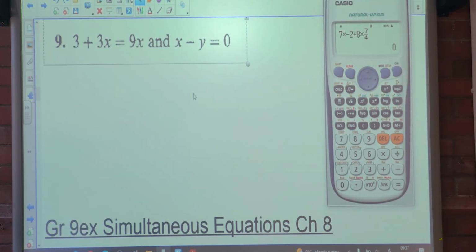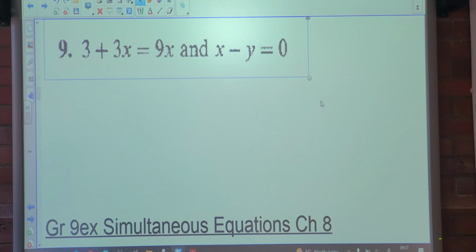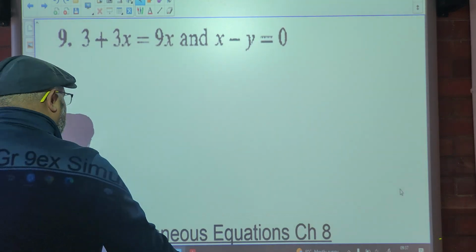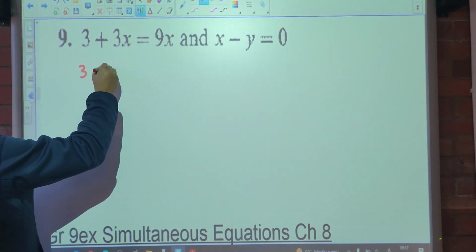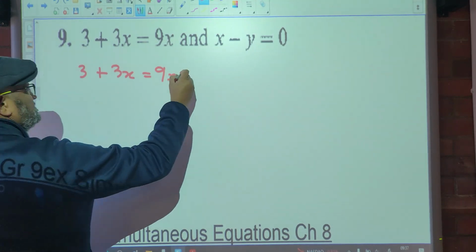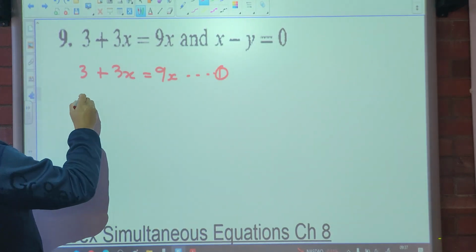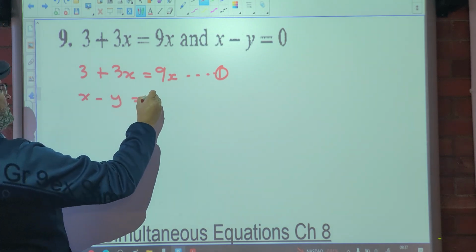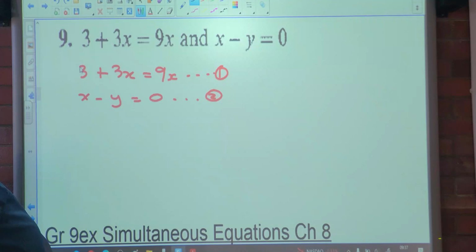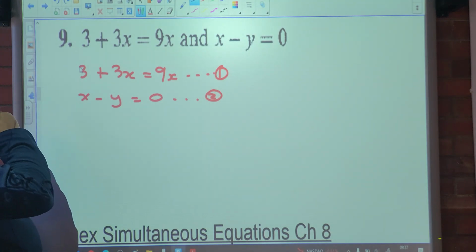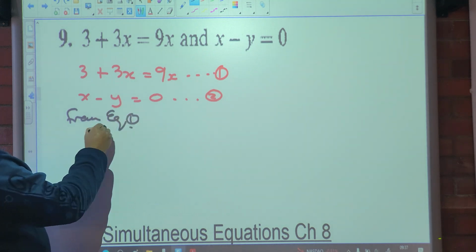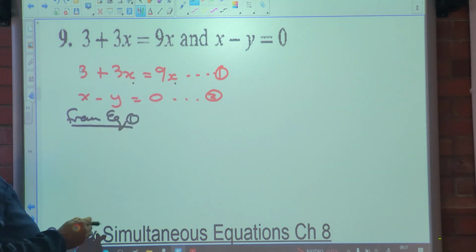Get number 9. Number 9, we have 3 plus 3x is equal to 9x. It's equation 1. And then we have x minus y equals 0 as equation 2. Which equation has one unknown? Equation 1. From equation 1, as you can see, there's only x's here. Here's x and a y.